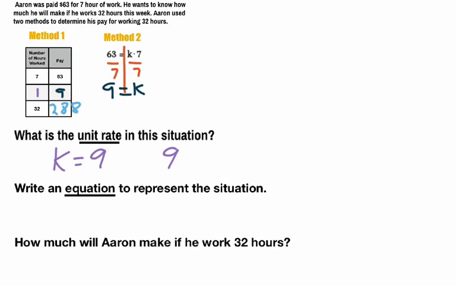And write an equation to represent the situation. So remember when we write the equation, we kind of did here, but we want to write it in the y equals kx form. So we want to write an equation that represents the whole situation. We don't need to solve this one word problem. Basically, an equation that could be used to solve any values here. So what we would say is that the y value equals k, which is 9, x.